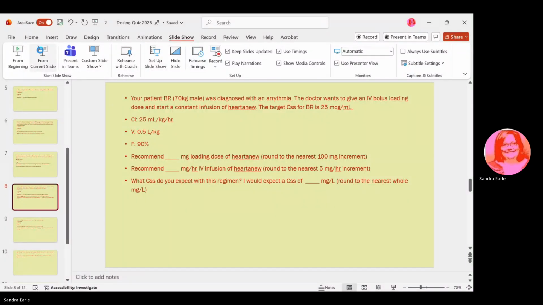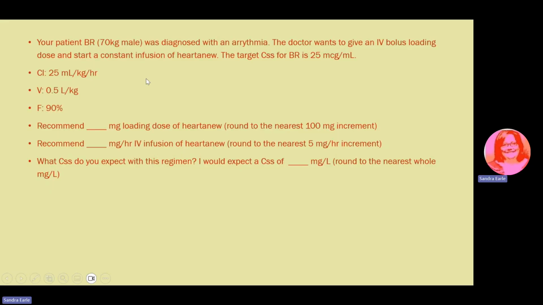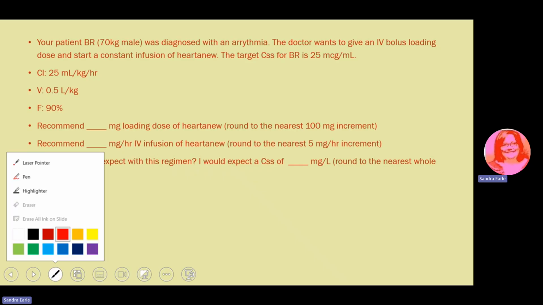Okay. So we're going to continue on with our dosing quiz here. The next question: your patient was diagnosed with an arrhythmia. The doctor wants to give an IV bolus loading dose.